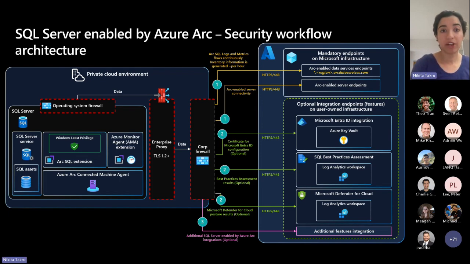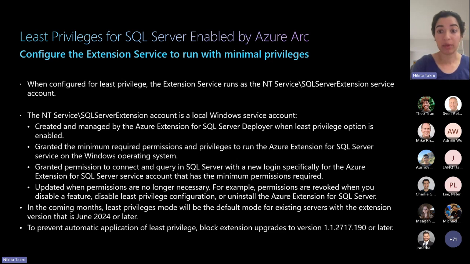Now that we have a pretty good overview of Azure Arc enabled SQL Server at a high level, let's go a little bit more in depth into the security. I want to talk about least privileges for Arc enabled SQL Server. The information security principle of least privileges states that accounts and applications should only have access to the data and operations that they require. That's the concept. With SQL Server enabled by Azure Arc, you can run the agent extension service with least privileges. When it's configured for least privileges, the extension service runs as NT Service SQL Server Extension Service Account.